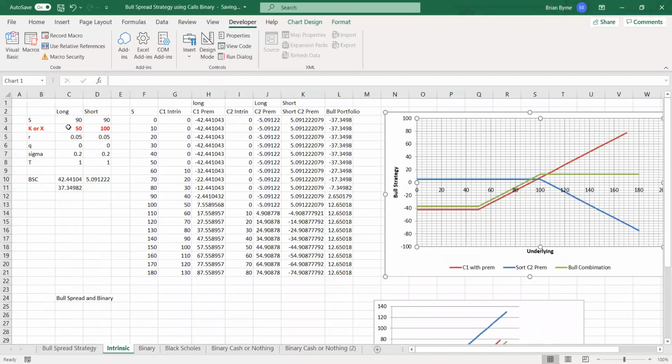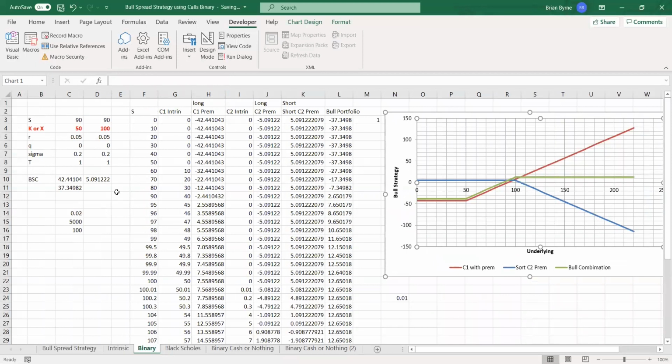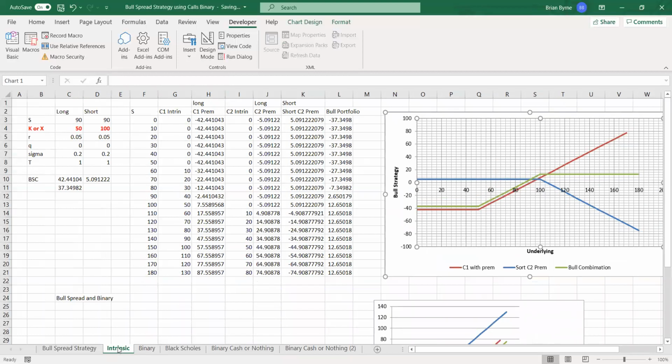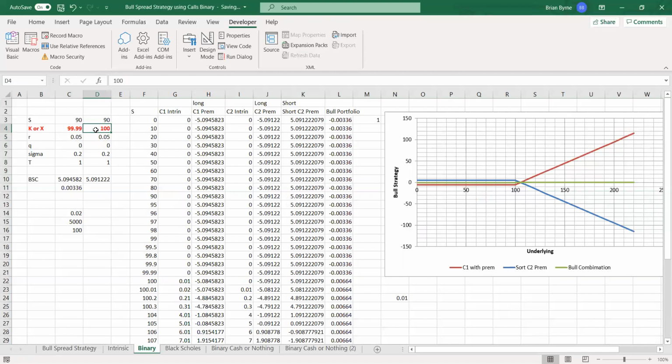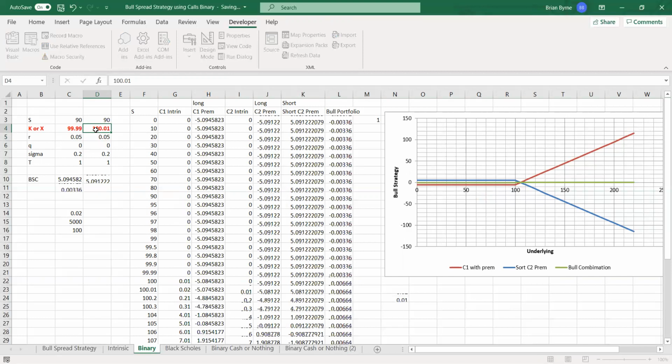Okay, so we started with the bull strategy, and to set up the binary, we need just make one or two small adjustments. First of all, we should make the exercise price for both the long call and short call as close as possible. So we could say, let's make the exercise 99.99 for the long call, and then for the short call, just a little bit higher, 100.01.